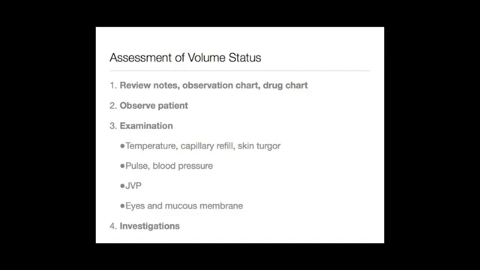So you need to examine them for signs of their temperature, whether they're septic, and therefore maybe they have a fever and the insensible losses have increased. Check the capillary refill and skin turgor. There are other signs which may occur a bit later, such as tachycardia or the blood pressure dropping. There's also the JVP. And then also you can look at softer signs such as the eyes and the mucous membranes. And finally, you can do investigations to quantify.